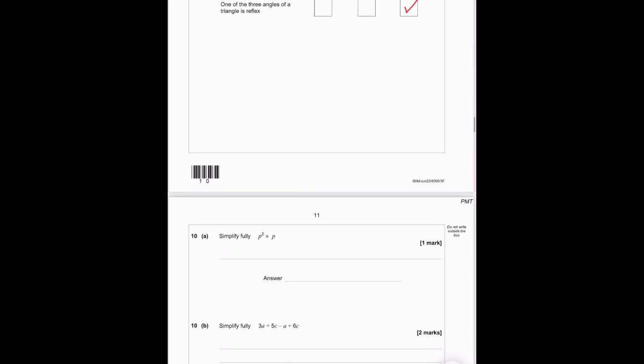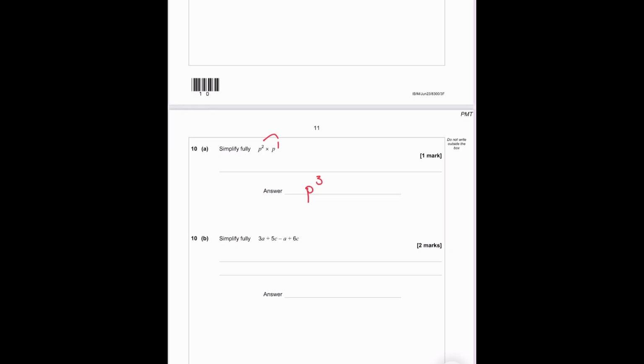10a, simplify p squared times p. That's going to be, add the indices, p to the power of 3. Simplify fully. Well, 3a take away a is 2a, and 5c add 6c gives us 11c.